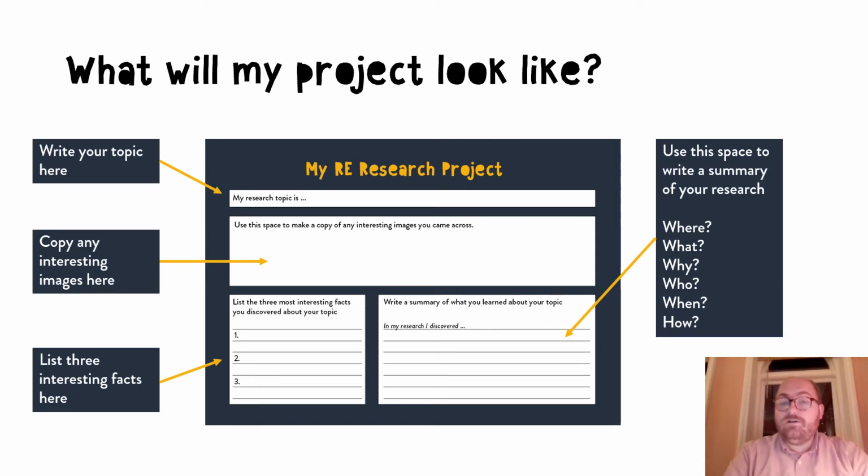What will my project look like? Well, you should have a PDF of this research project form. At the top, you write in what your research project is going to be. So in this case, you would write my research project is, and you would say the synagogue. Then you've got a lovely space for lots of interesting pictures. So any pictures of the inside or the outside or any objects you would find. You could do 2 kind of medium-sized pictures, or you could use that space for 5 little sketches.